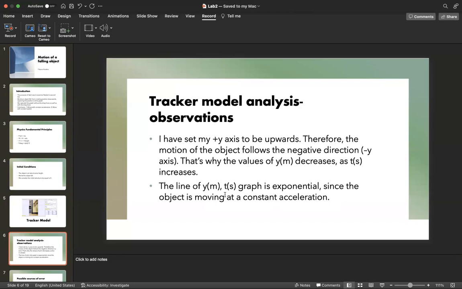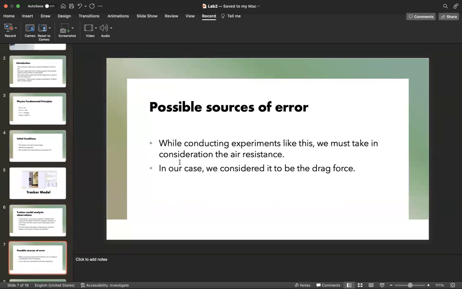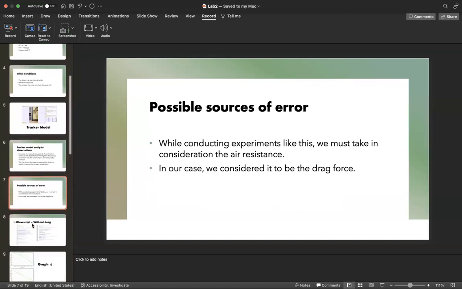The line of y in meters versus t in seconds is exponential since the object is moving at a constant acceleration. Now, possible sources of error. When conducting experiments like this, we must take into consideration the resistance. In our case, we consider it to be the drag force.